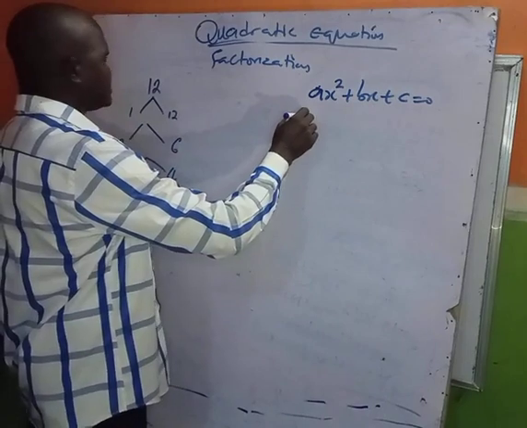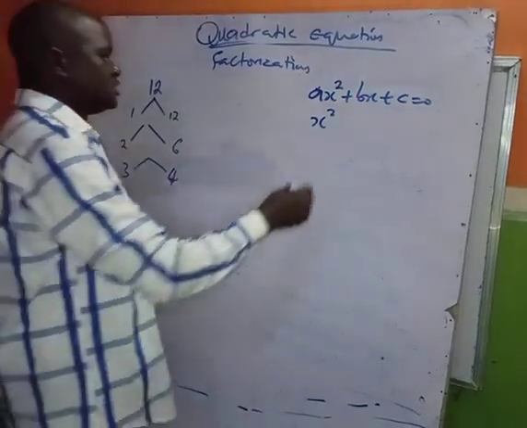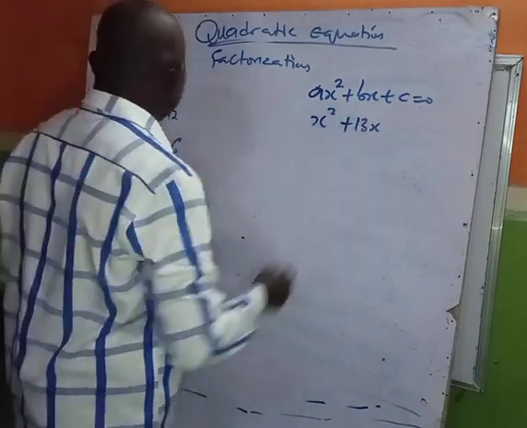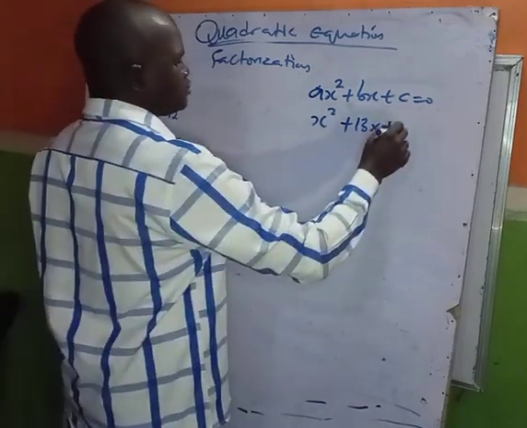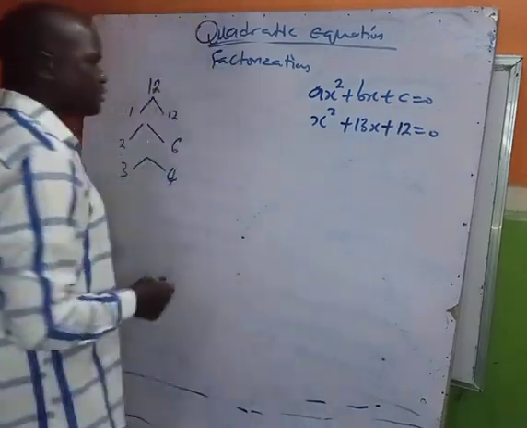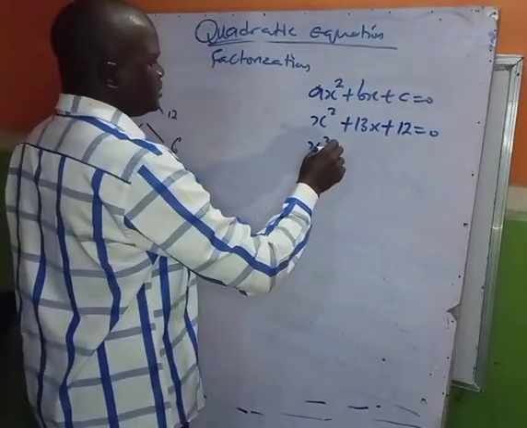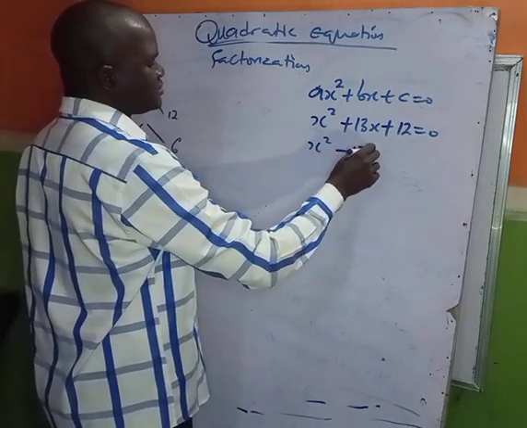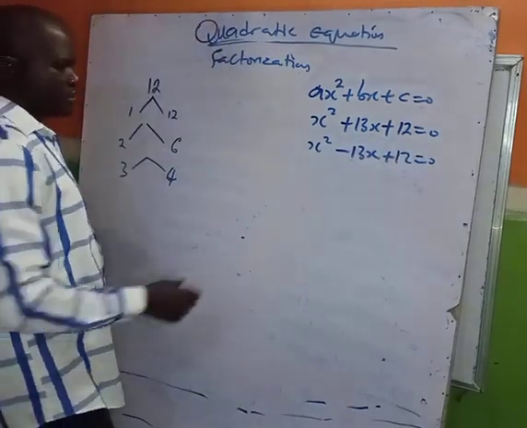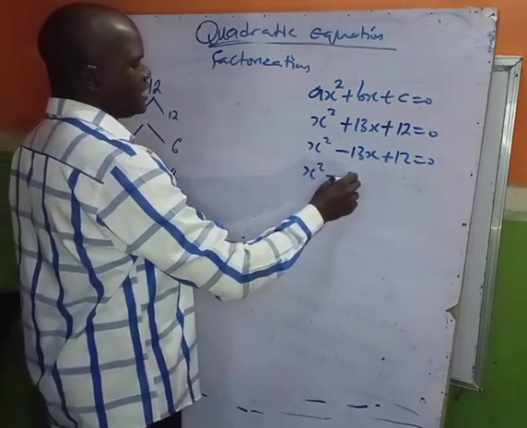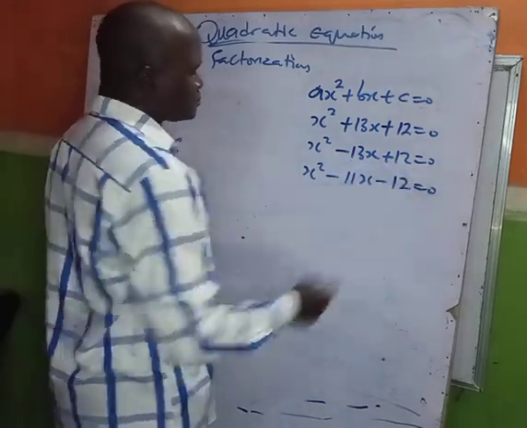So you have this as what? x squared. So we assume a to be 1. Then here you have 13x, that is 1 plus 12, that's 13. Plus 12 equal to 0. Then you can have x squared again, then like this one now, you can have minus 13x, it will still be 12 equal to 0. Another one, you can have x squared minus 11x, so here minus 12 equal to 0.